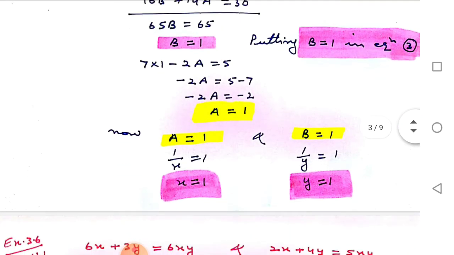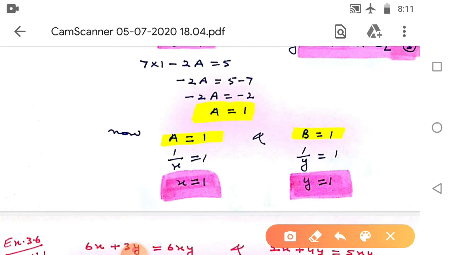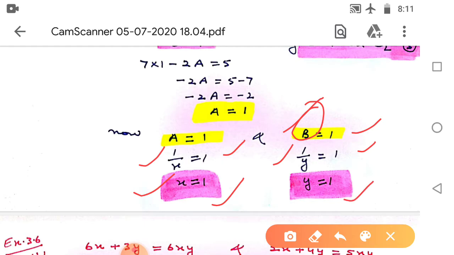we assumed that a is equal to 1 upon x. So 1 upon x is equal to 1, cross multiply, x is equal to 1 here, and b is equal to 1. But the value of b is 1 upon y, so 1 upon y is equal to 1, so y is equal to 1. So value of x is 1, value of y is 1.